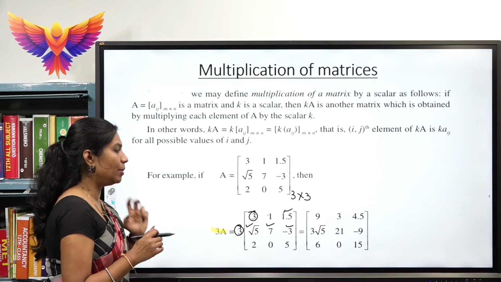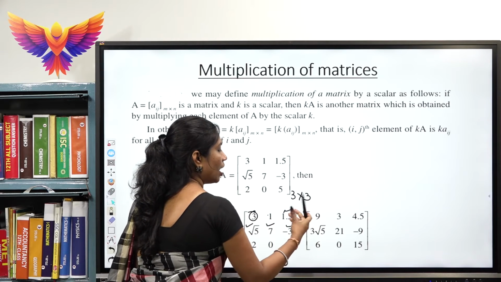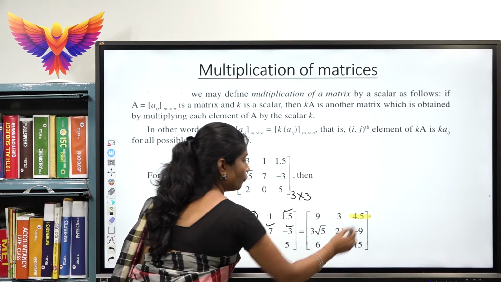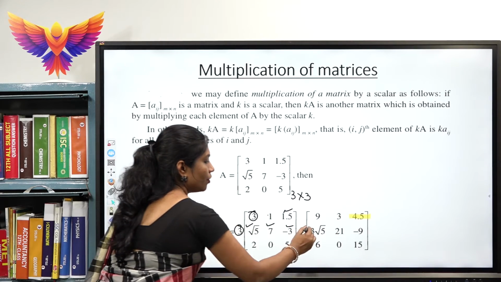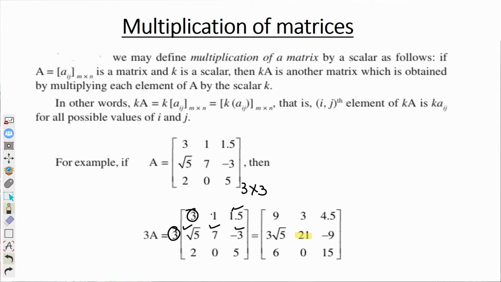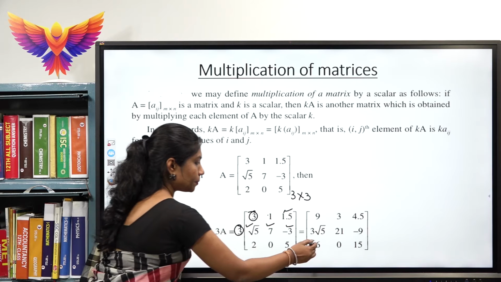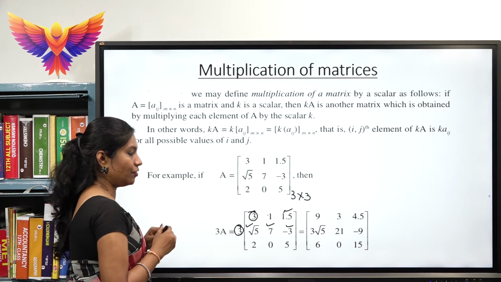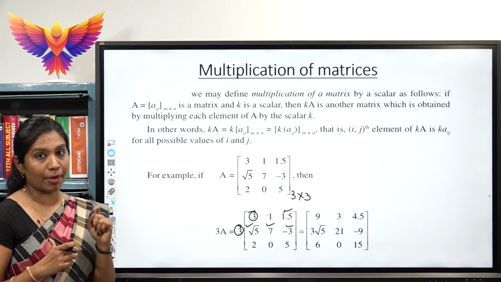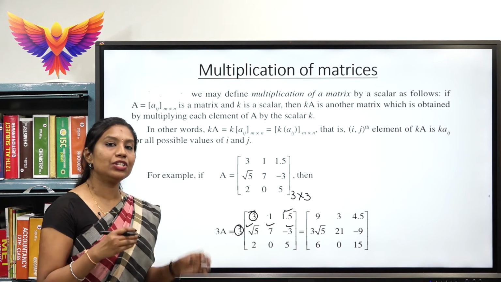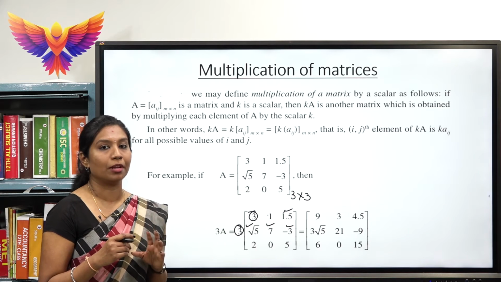So, when I simplify this, I will be getting 3 into 3, which is 9. 3 into 1, which is 3, 3 into 1.5, which is 4.5, then 3 into root 5, which is 3 root 5, then 3 into 7, which is 21, 3 into minus 3, which is minus 9, and 3 into 2, which is 6 here, and 3 into 0, which is 0, and 3 into 5, I will be getting 15. So, we have got a 3 cross 3 matrix itself, but we are just multiplying with the scalar. No matter whatever the scalar is, each and every element of a matrix needs to be multiplied with the scalar.